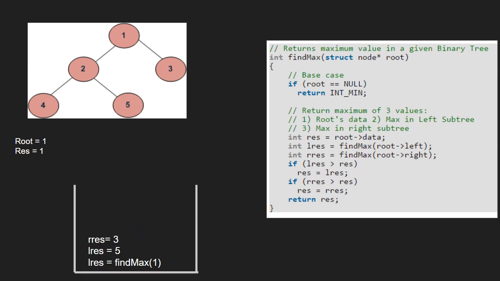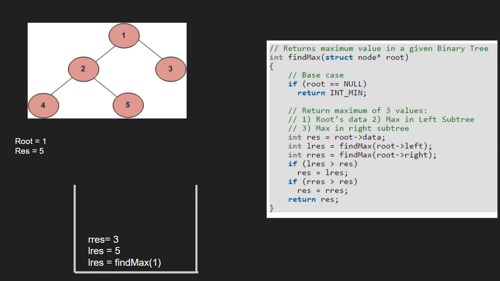We continue execution for node 1 and compare LRES and RRES for node 1. Clearly, LRES, which is 5, is greater than RRES, which is 3. So we assign res as LRES. Finally, we return res, which is 5. Hence, 5 is the maximum value in this binary tree.